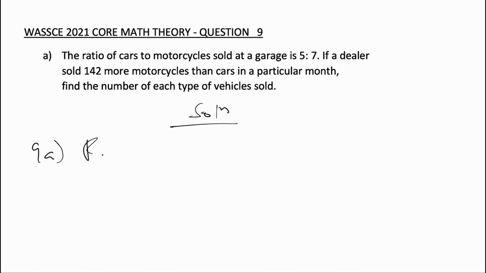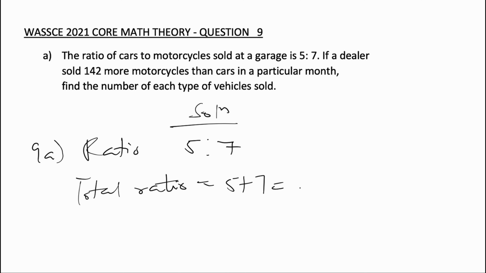So we have the ratio 5:7. So the total ratio will be equal to 5 plus 7, which is equal to 12. Now we know that the ratio of cars is 5, and the ratio of motorcycles is 7. But we don't know the total number of vehicles sold.